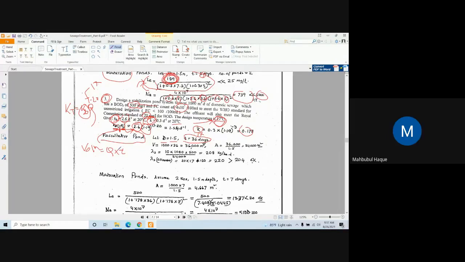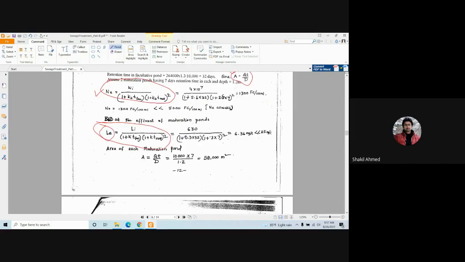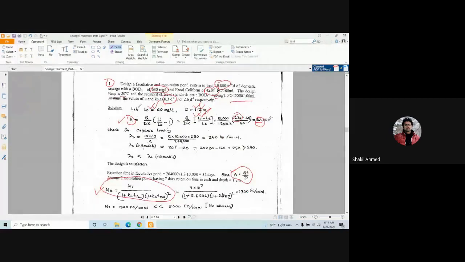Sir, T equals 36 days, is this given? We are assuming. We are assuming. In facultative pond, usually this can be 30 days, 7 days, 15 days. So you can assume any value. Okay, you do not know the value initially, right? So you can assume it. You can assume 15 days, 7 days, and you'll see, check it. Okay, this is not going to happen. So to make this, then you need to increase your T, or you can follow this method.